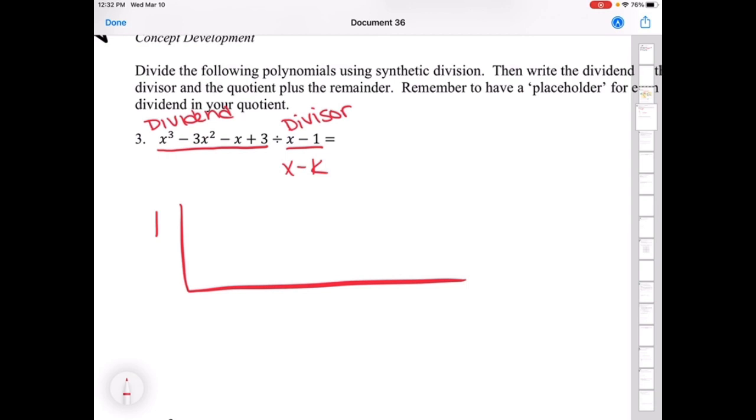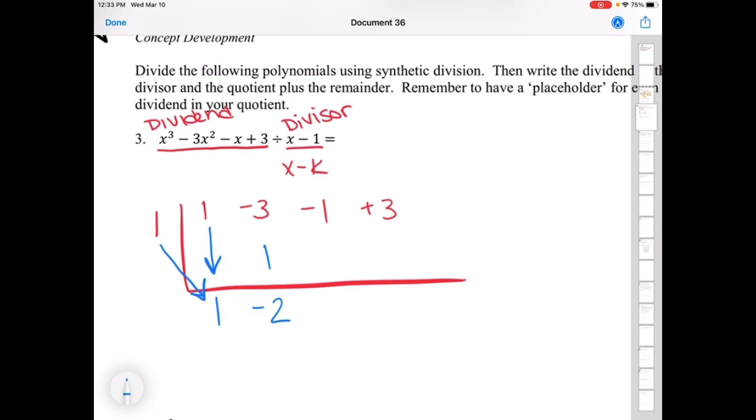I'm going to set up the coefficients of my dividend. So I have 1x to the third, negative 3x to the second, negative 1x, and then a positive 3 as a constant. I'm going to bring down my first coefficient, not doing anything with that. Then I'm going to multiply by the k value. So 1 times 1 is 1. Then I add these two terms, negative 3 and 1, so I get negative 2.